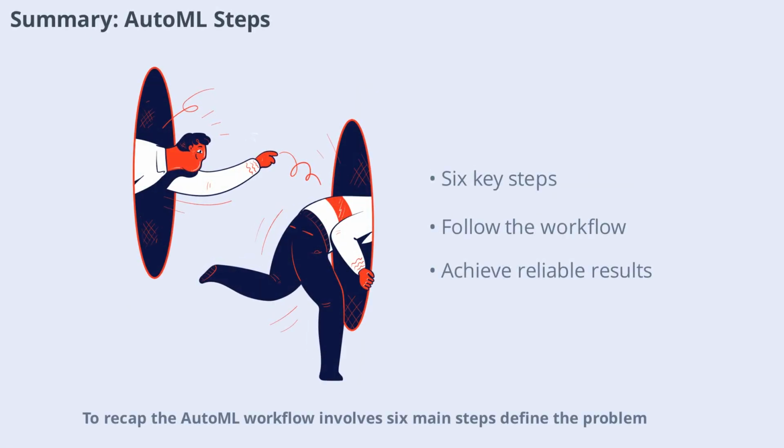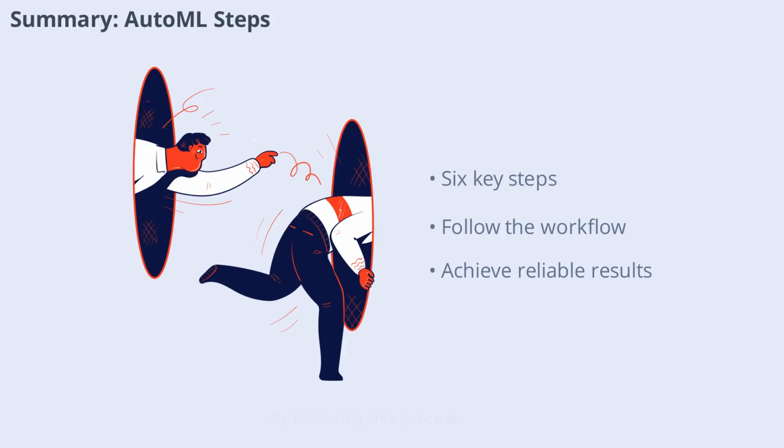Recap: the AutoML workflow involves 6 main steps. Define the problem, collect and prepare data, choose the tool, train the model, evaluate results, and deploy carefully. Each step is important and builds on the previous one. By following this process, you can make the most of AutoML tools and achieve reliable results, even as a beginner.